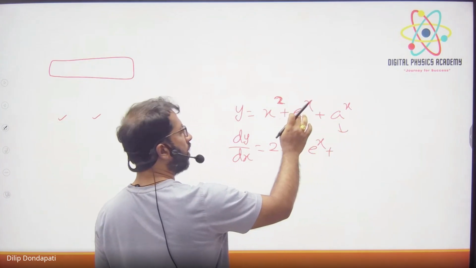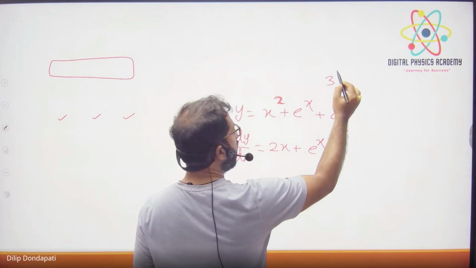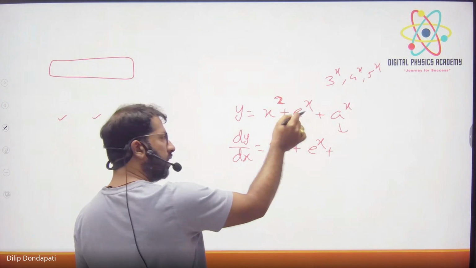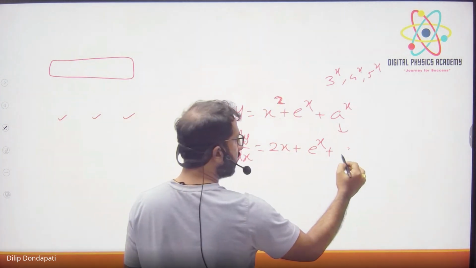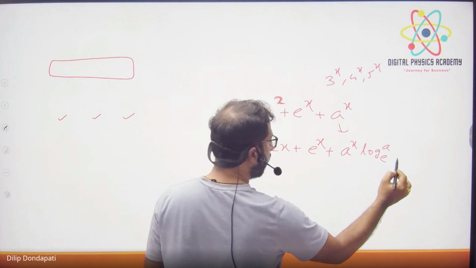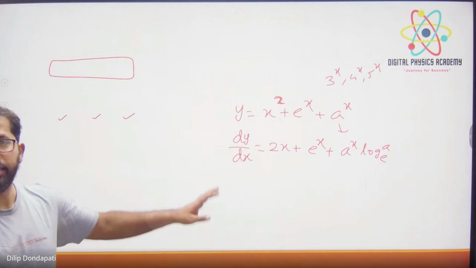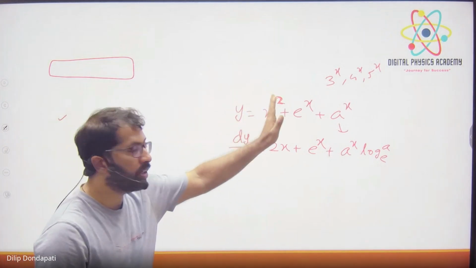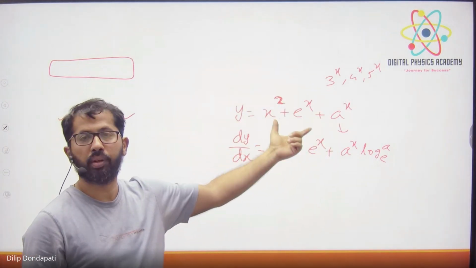Who told that? A to the power x is different, e to the power x is different. A is a constant number. It can be 3 to the power x, 4 to the power x, 5 to the power x. These all are a to the power x. E to the power x is e to the power x only. So a to the power x gives a to the power x log a, as a basic formula. So this is called algebra of differentiation. Algebra means we have to differentiate each term in the expression. That is called algebra. Okay.